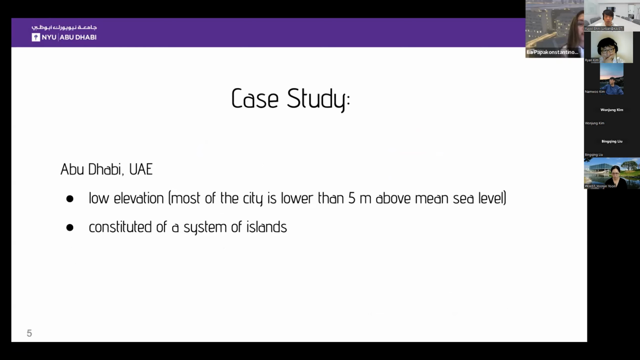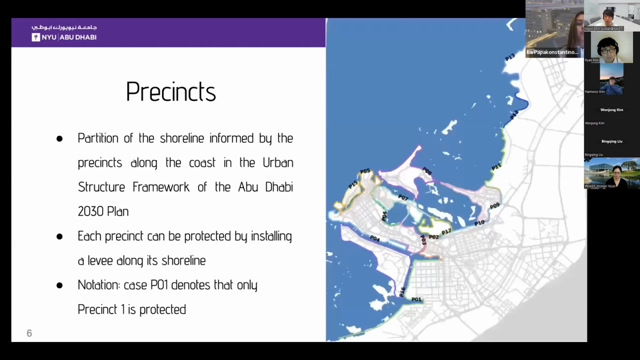In this specific case study, we focus on the area of Abu Dhabi, which is the capital of the UAE, and our university is located here. This is a country with very low elevation in general, and it has a lot of natural islands, so it's very vulnerable to sea level rise. We consider partition of the shoreline that is informed by the precincts along the coast of the urban structure framework of the Abu Dhabi plan.